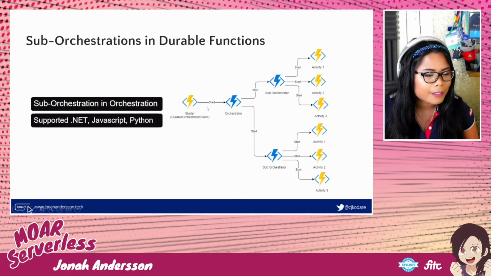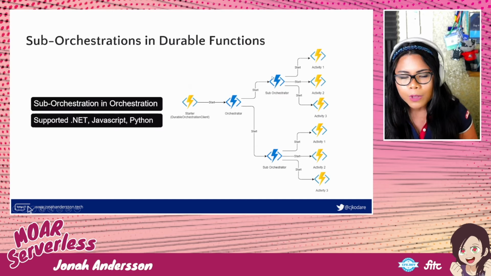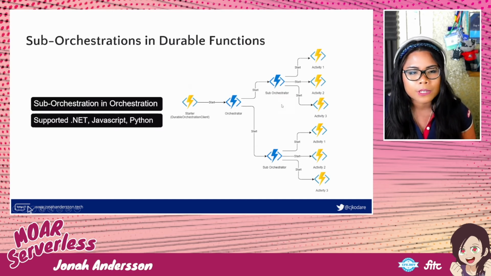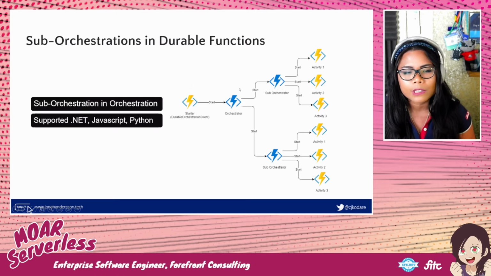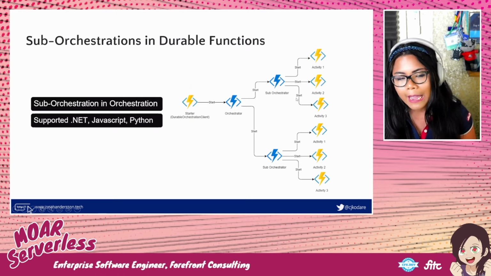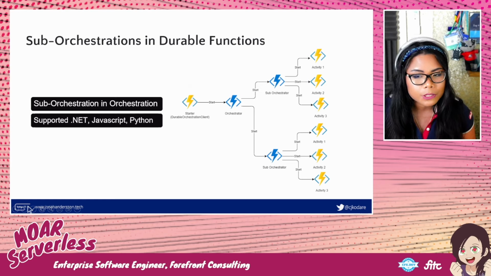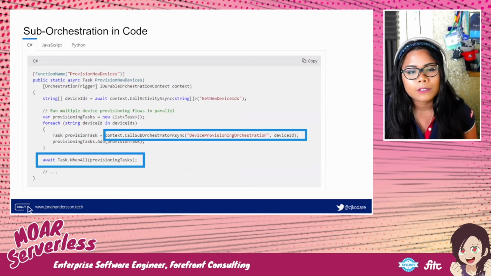So if you see here, this is just a very simple one. If you really have a complex workflow, you can use the sub orchestration feature of durable functions to do that. And I believe currently it's supported only in three languages: .NET, JavaScript, and Python. So this is how it looks in C#.